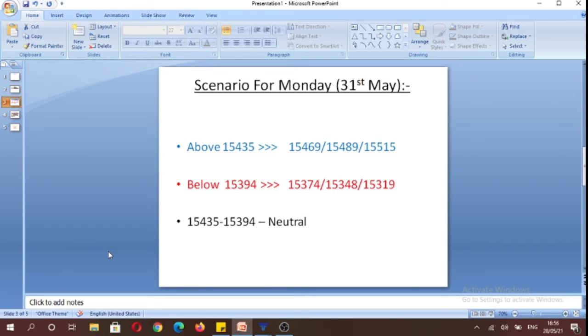15,489 levels and potentially 15,515 levels. And below 15,394, we can trade towards 15,374, 15,348, and potentially 15,319 levels. And the neutral price range for Monday will be 15,435 to 15,394, in which one can refrain from making any trades.